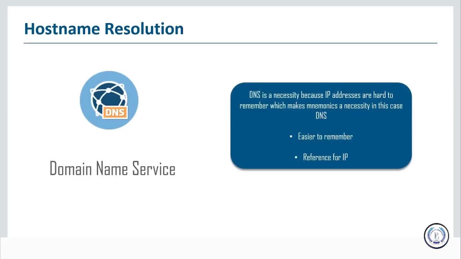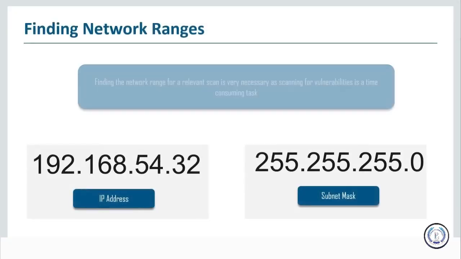So firstly, what is a domain name service and why do we need it? A domain name service is a name given to an IP address so that it's easy to remember. Of course, it's easy to remember names and mnemonics rather than a bunch of random weird numbers. This was mainly so that we can map names to IP addresses and get a bunch of information from the hostname resolution. So that's the purpose of it. Now, we will also be looking at how to find network ranges.